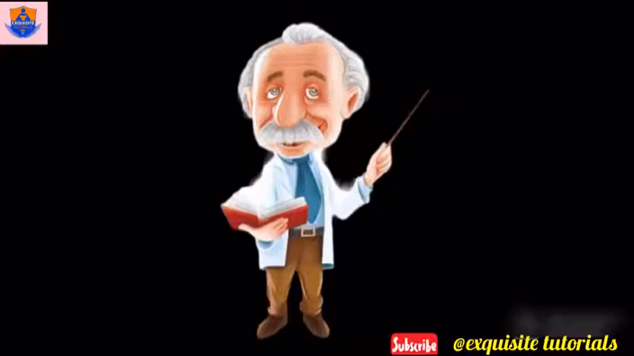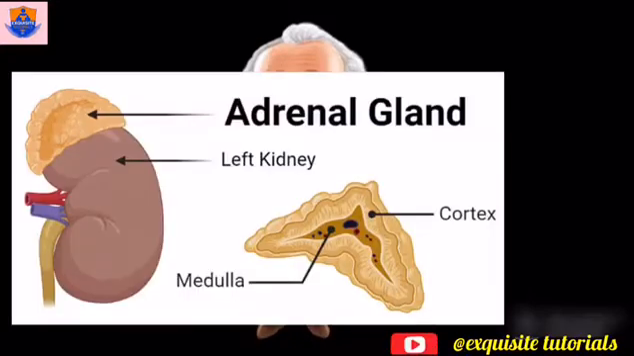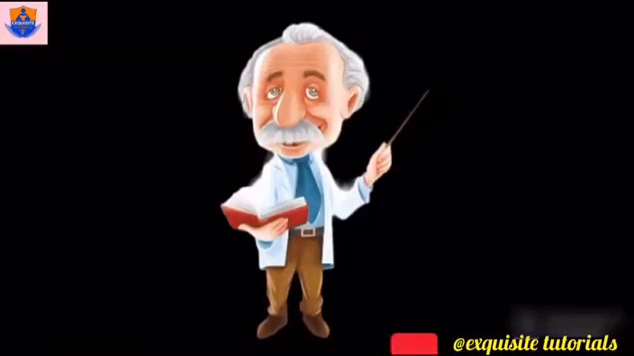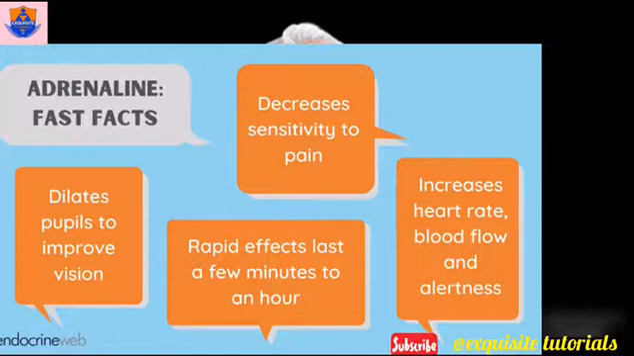Now, the adrenal gland. The adrenal gland is located above the kidney, and it produces two hormones, adrenaline and noradrenaline. What's the function of adrenaline? Adrenaline quickens the heartbeat in times of danger. So adrenaline is also called the fight or flight hormone.